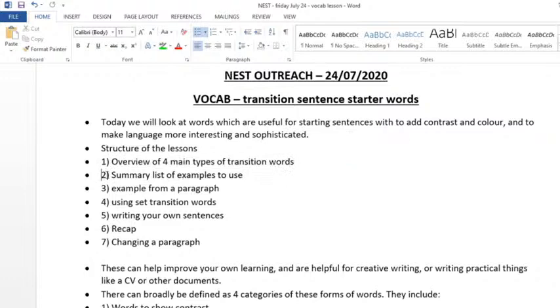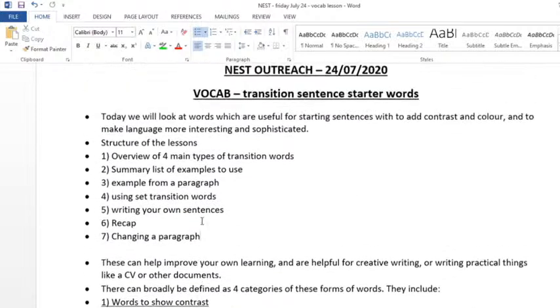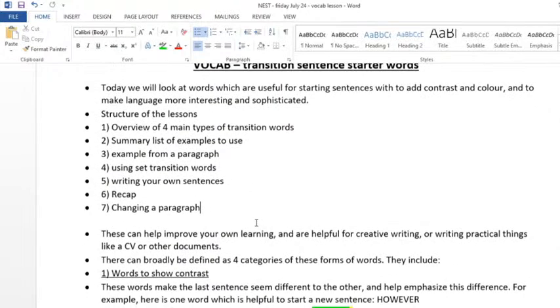Number two, we'll have a summary list of examples to use. Number three, we'll have an example from a paragraph. Number four, we'll be using set transition words. Number five, have a go at writing our own sentences. Number six, a recap. Number seven, we're going to be changing our own paragraph so we can include some of these new sentence starters.